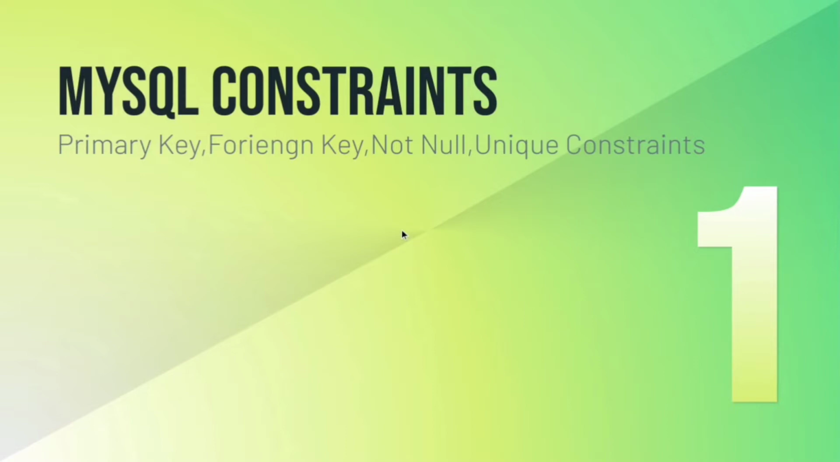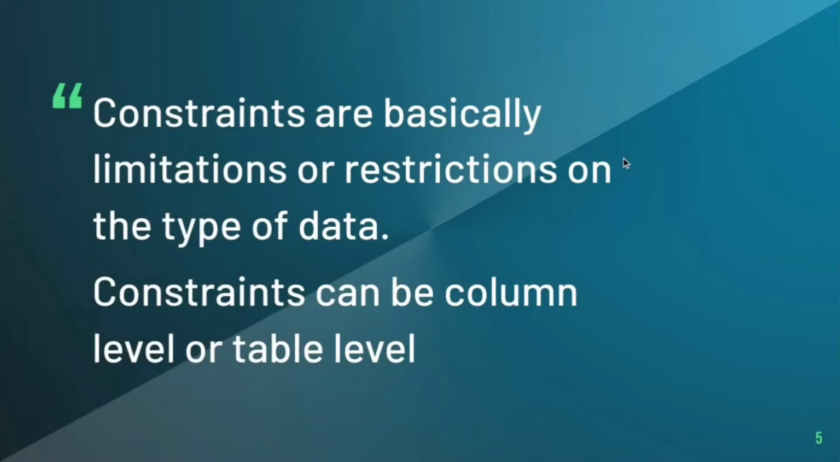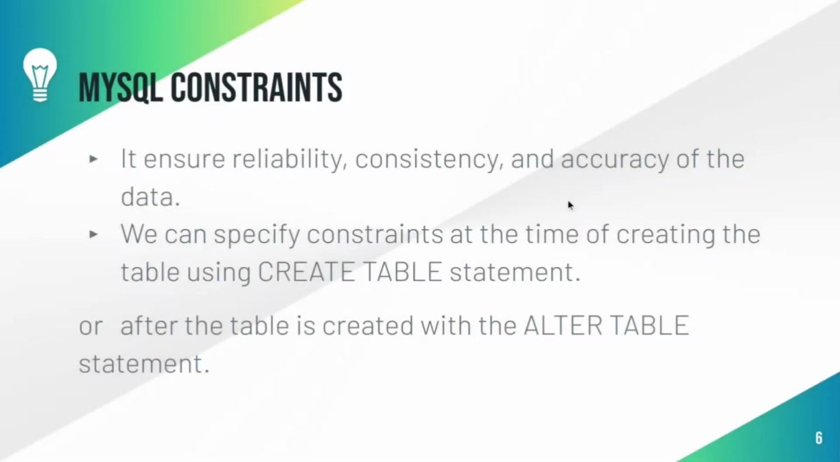In MySQL constraint, I will tell you about primary key constraint, foreign key constraint, not null constraint, and unique constraint. So let's talk about what is a constraint. Constraints are basically limitations or restrictions on the type of data. Constraints are the rules that we can apply on the type of data in a table.